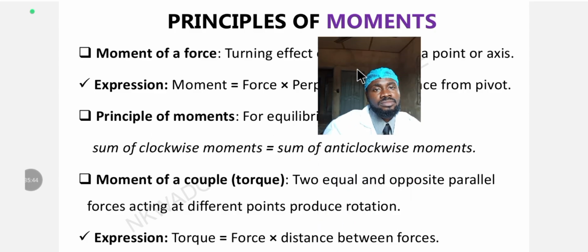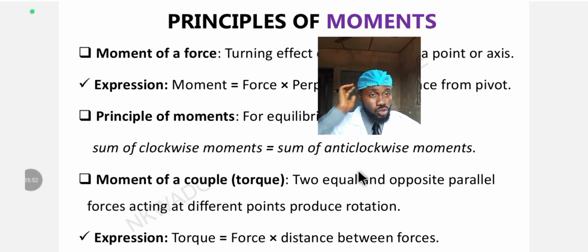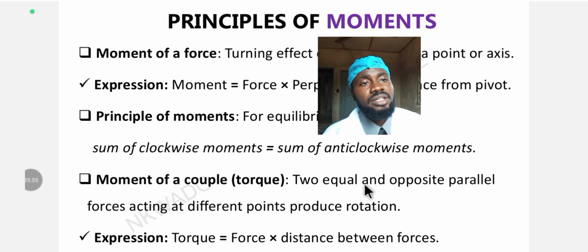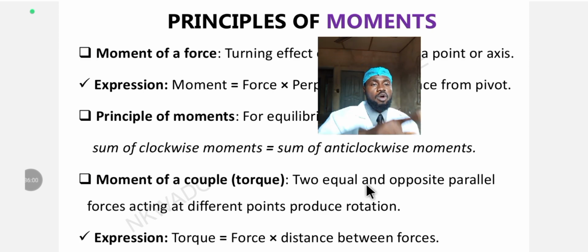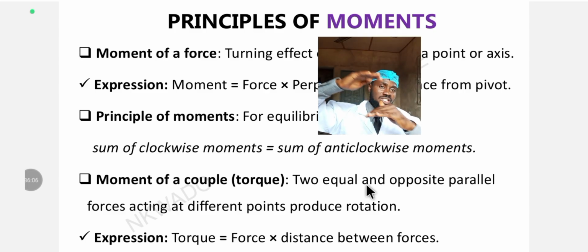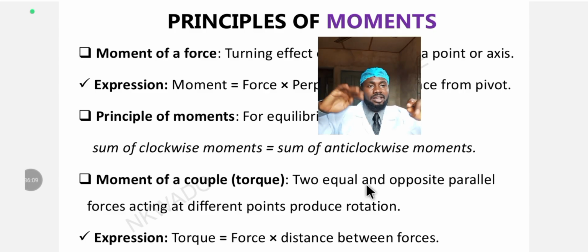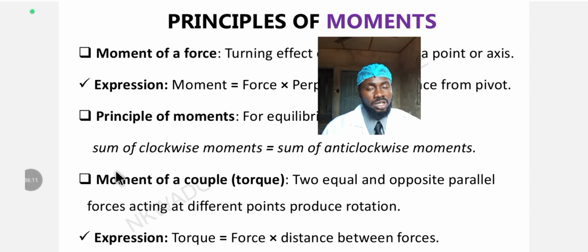So what is the principle of moments? For equilibrium, the sum of the clockwise moments is equal to the sum of the anticlockwise moments. As easy as that, easy puzzle. That's why when you are solving questions related to moments in your JAMB UTME, what you do to finally get your answer is to divide. Since the sum of the clockwise is equal to the sum of the anticlockwise, you divide both sides following these rules, okay? You just divide and get your final answer. As easy as that, easy peasy. The sum of clockwise is equal to the sum of anticlockwise.